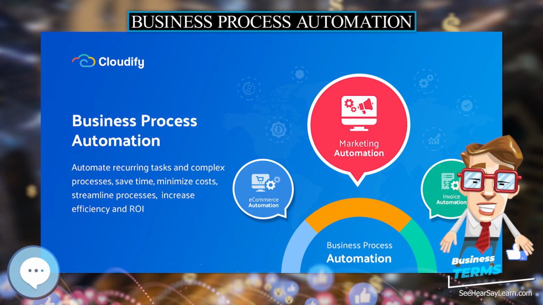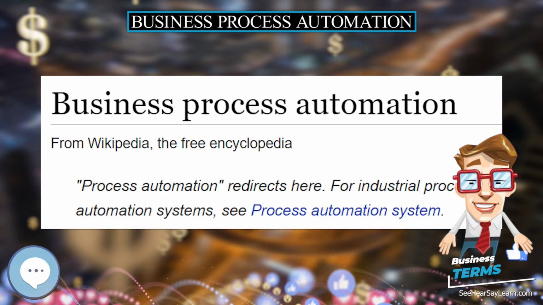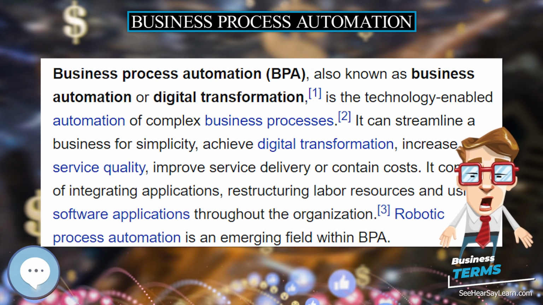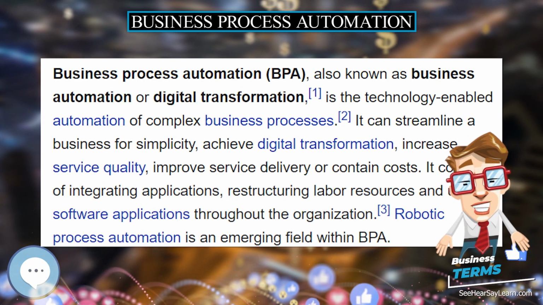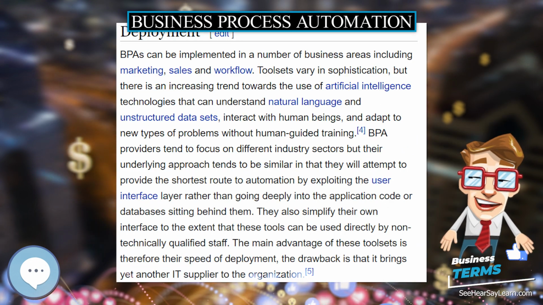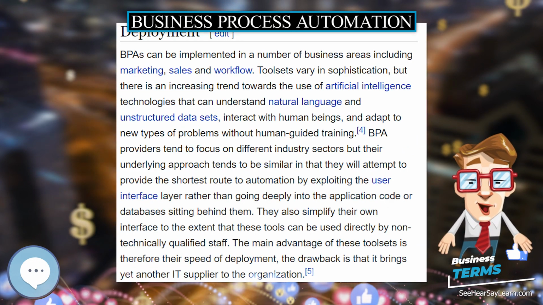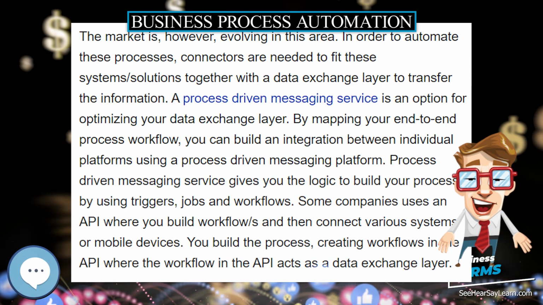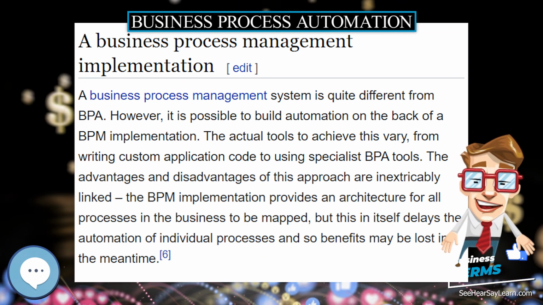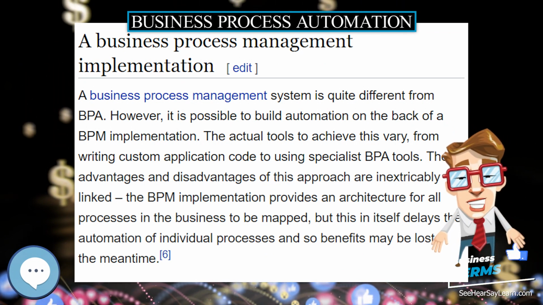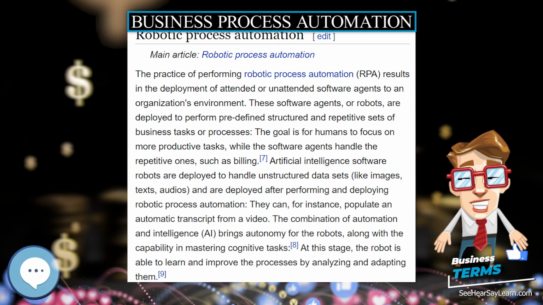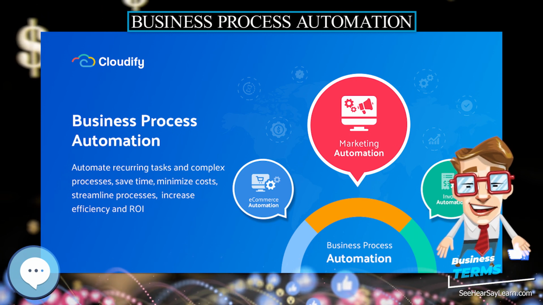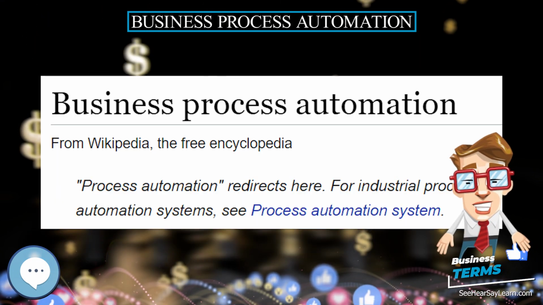Business Process Automation. Business Process Automation, BPA, also known as business automation or digital transformation, is the technology-enabled automation of complex business processes. It can streamline a business for simplicity, achieve digital transformation, increase service quality, improve service delivery or contain costs. It consists of integrating applications, restructuring labor resources and using software applications throughout the organization. Robotic process automation is an emerging field within BPA that uses artificial intelligence.